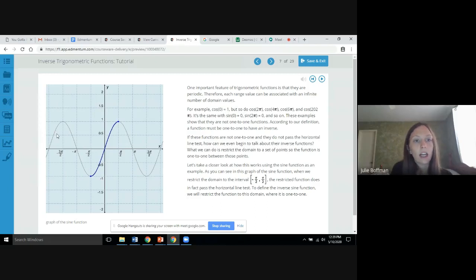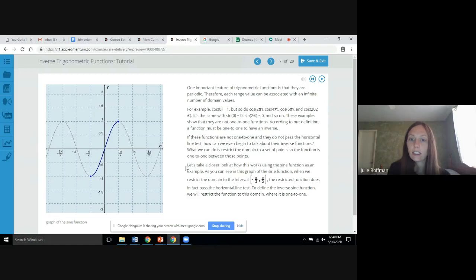If you draw a horizontal line across this sine graph, it's going to cross it more than once. So how can we even begin to talk about their inverse functions, it says? Well, what we can do is restrict the domain to a set of points so the function is one-to-one. So it does pass the horizontal line test.